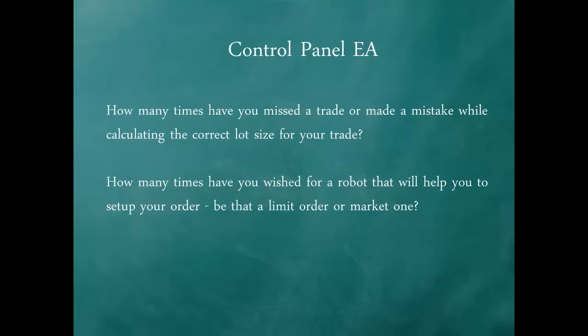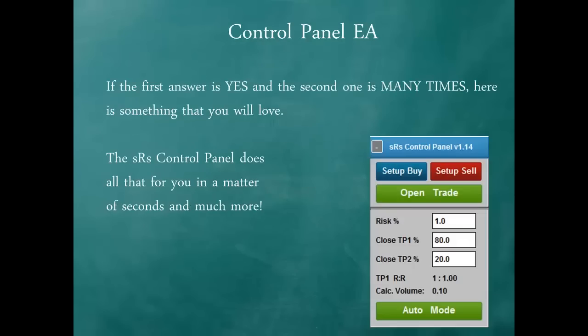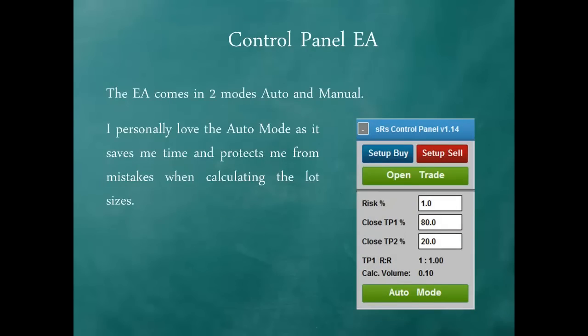Don't think I'm different. Sometimes I click a button of 50 lots instead of 5 and I'm like, oh, that's all. I don't call my wife at this stage because, you know, all you are working for is gone in a minute. All these kinds of things happen because we are human beings, and that's okay. We have to think, how do we avoid and prevent them, right? So that's the best part of the control panel. That's where it comes in. If the first answer was yes for you, and the second, how many times, here is something that you will love. That's the control panel, and it does all that for you in a matter of seconds and much more. Let's take a look at how it actually looks. It comes with two modes, auto and manual.